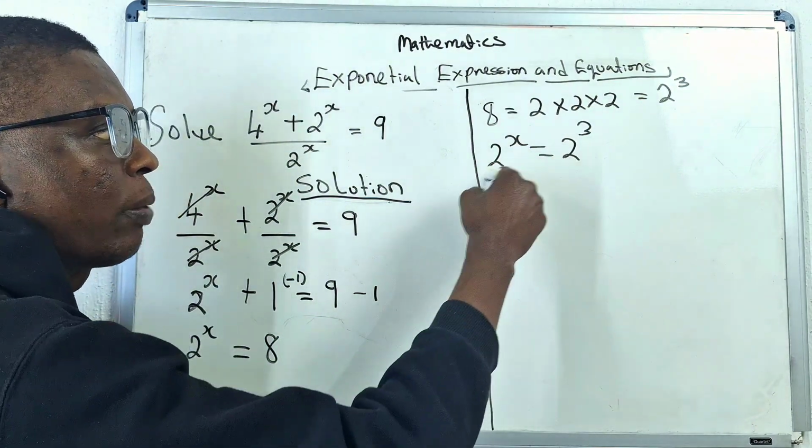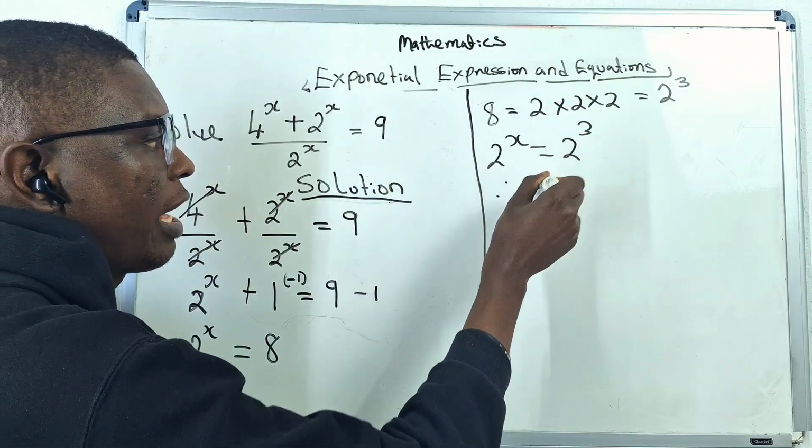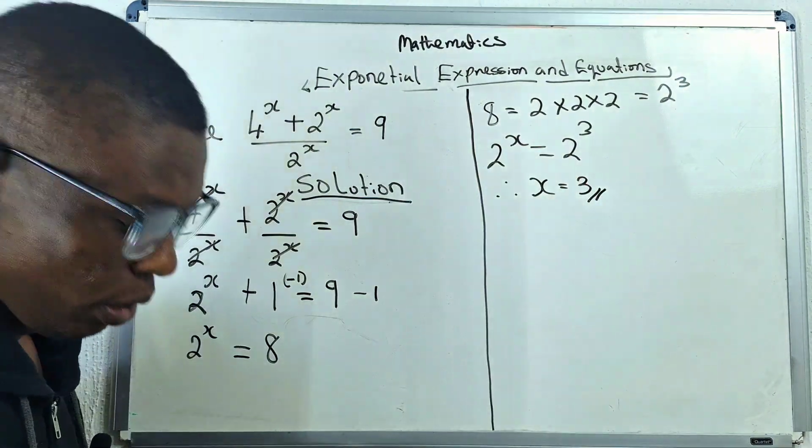The exponent law says that when the bases are the same, you equate the powers. Therefore, x is equal to 3. And this is the answer to the question.